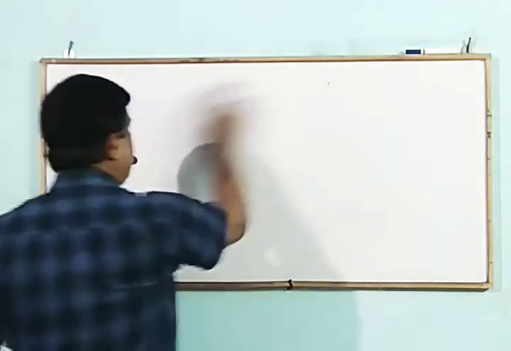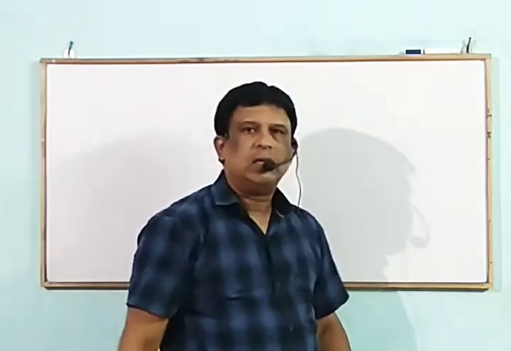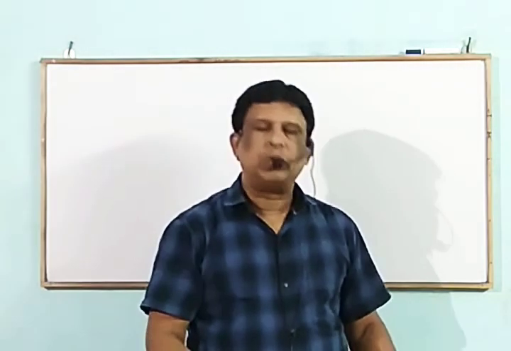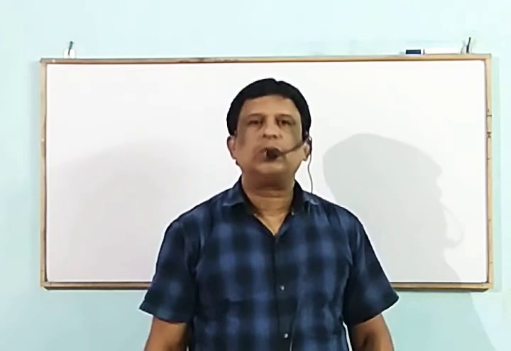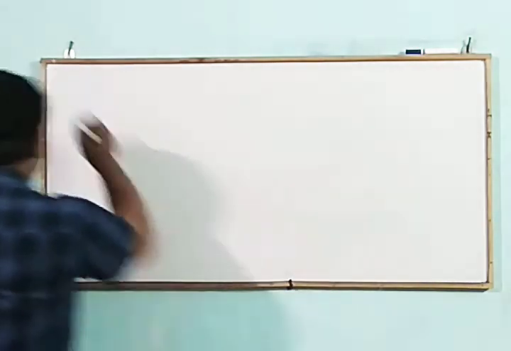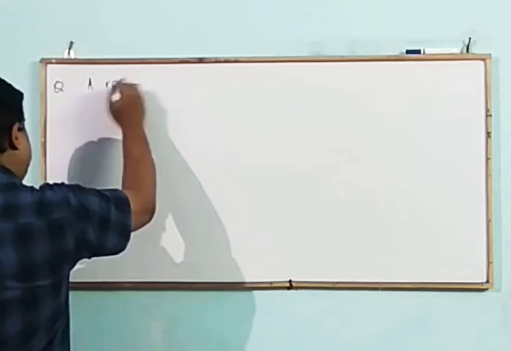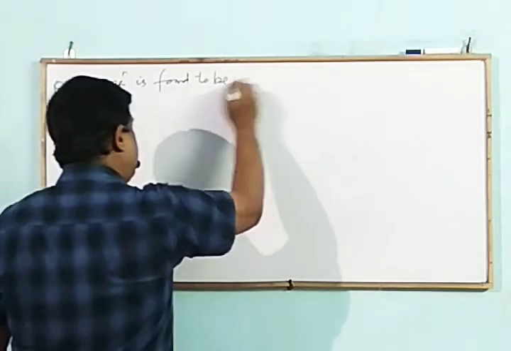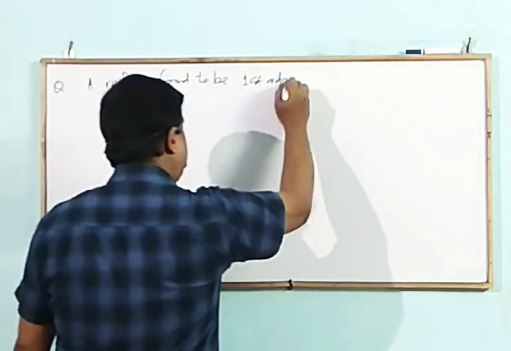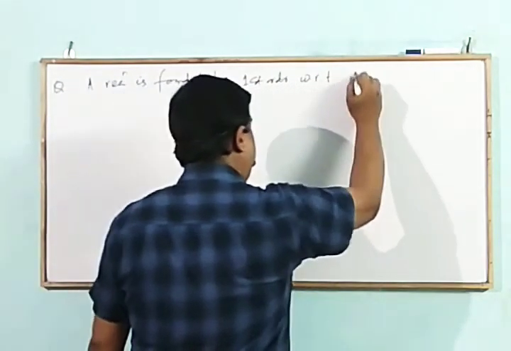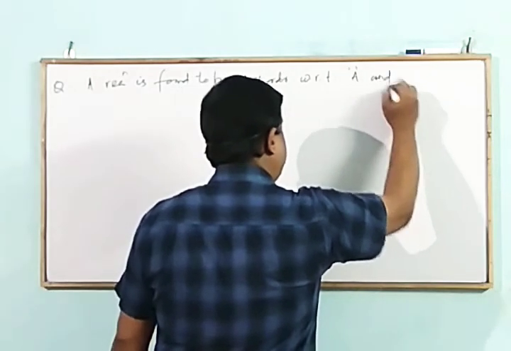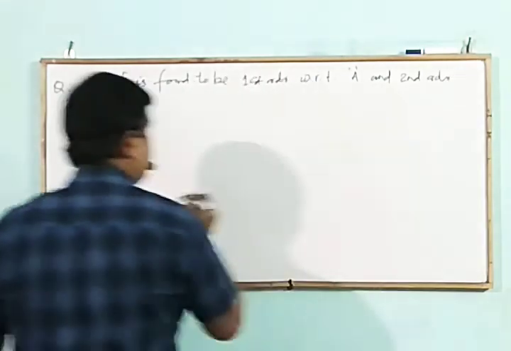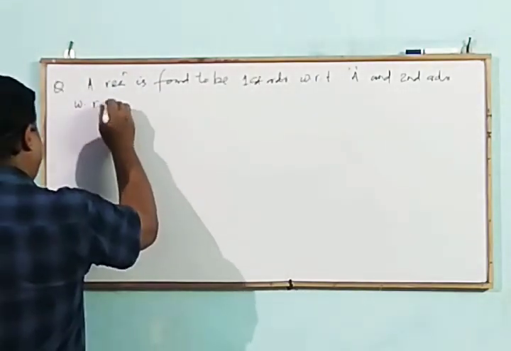Another question is there. Mark that. What is the question? A reaction is first order with respect to A and second order with respect to B. Next question. A reaction is found to be first order with respect to A and second order with respect to B.